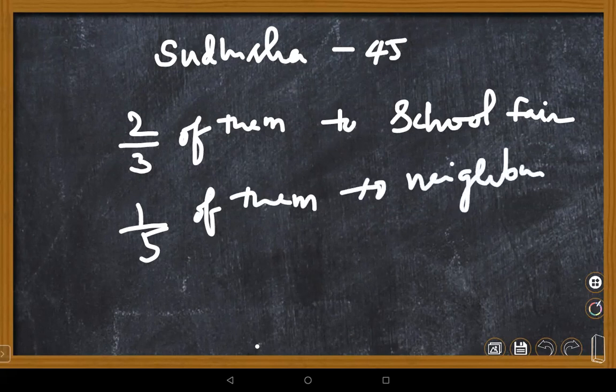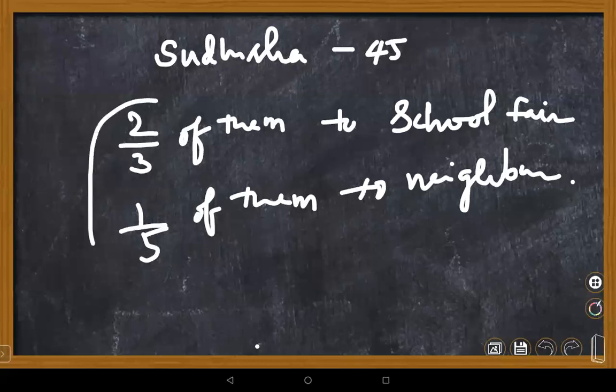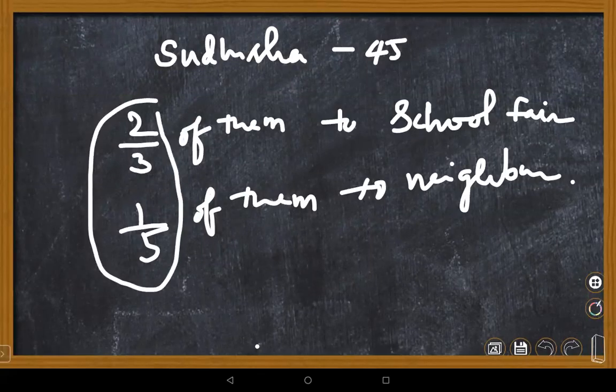Our question is, how many cakes were distributed by Sudisha and how many were left with her? Yes, ma'am. First we have to add 2 by 3 and 1 by 5. Very good. You're supposed to add these two quantities. So what is the answer? Please add and give the answer, Nana.